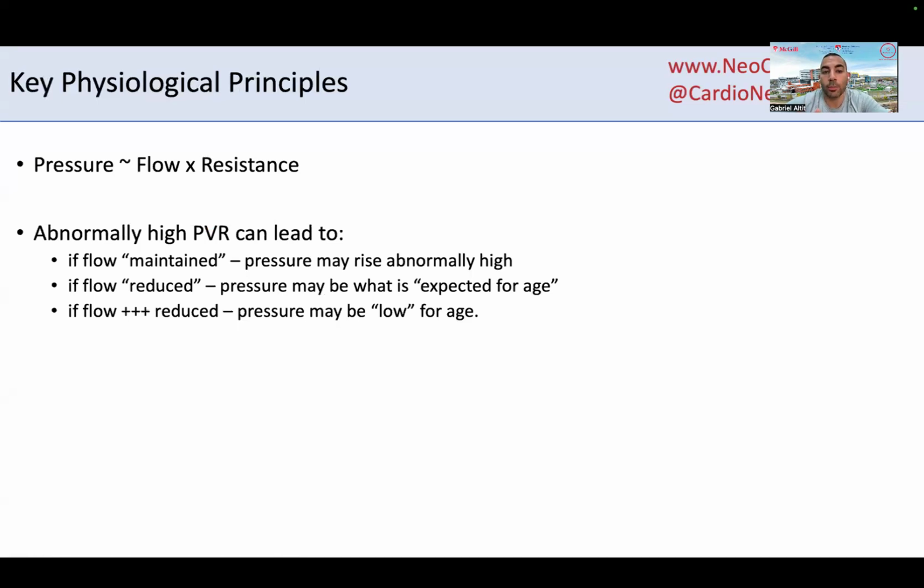So you get a pressure that may be abnormally high. If the flow in this context is reduced, then the pressure may be what is expected for age because you drop your flow, you increase your resistance, and the pressure might be within what we would see in a healthy newborn or healthy premature newborn. And if the flow is dramatically reduced with high resistance, then that's when you start seeing low pressure, actually.